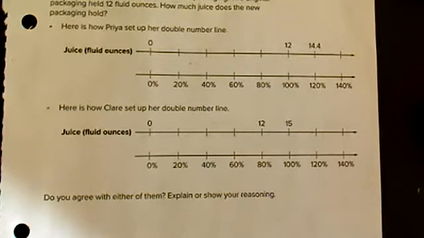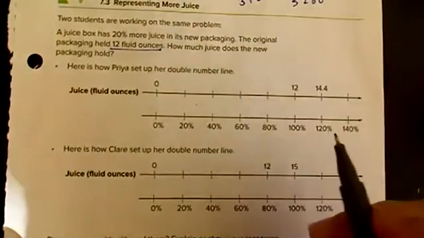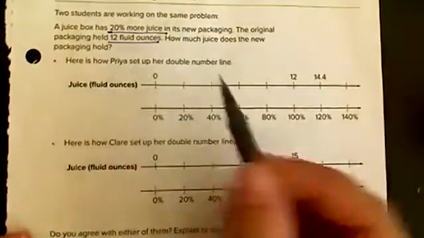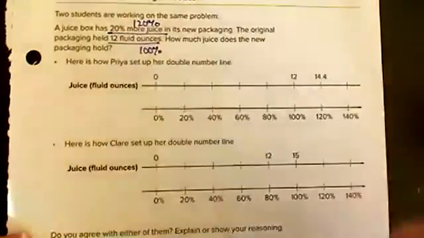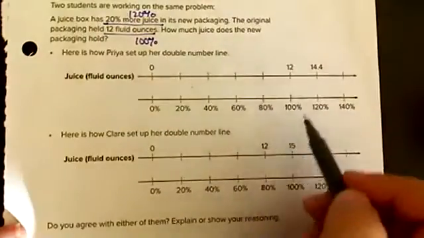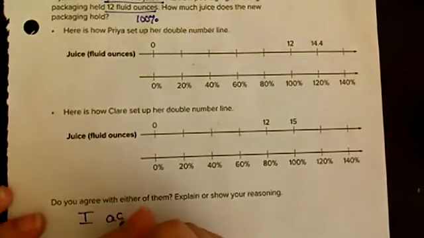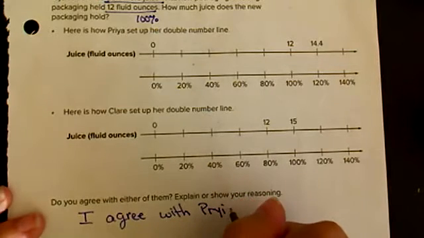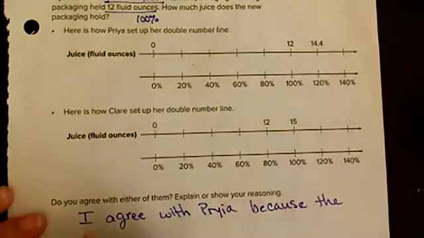Welcome back. So if we look at this question, 12 fluid ounces is the original amount. We're looking at how they added 20% more. So we would want 12 to be our 100%, and this would be our 120%. So I would agree with Priya's because she put the 12 at the 100%. So I agree with Priya because the 12 represents 100%.